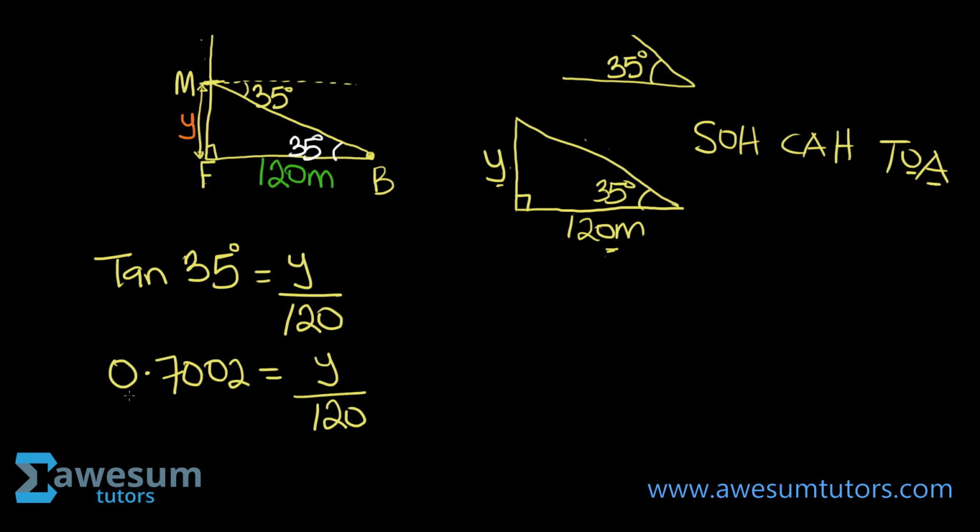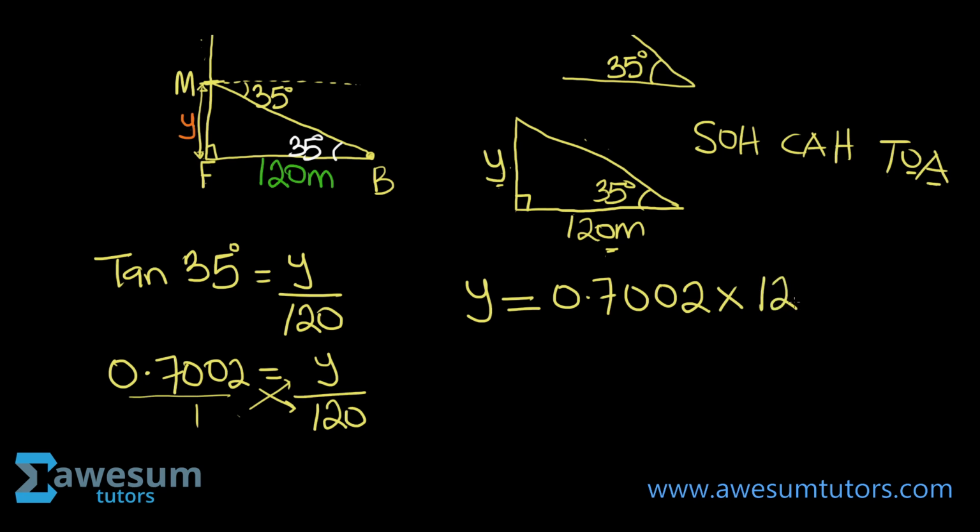If you cross multiply, this one means over 1, right? 1 times y is y. So y, cross multiplying, is going to be 0.7002 times 120. So that means my y is going to give me 84.024 meters. That is my y.